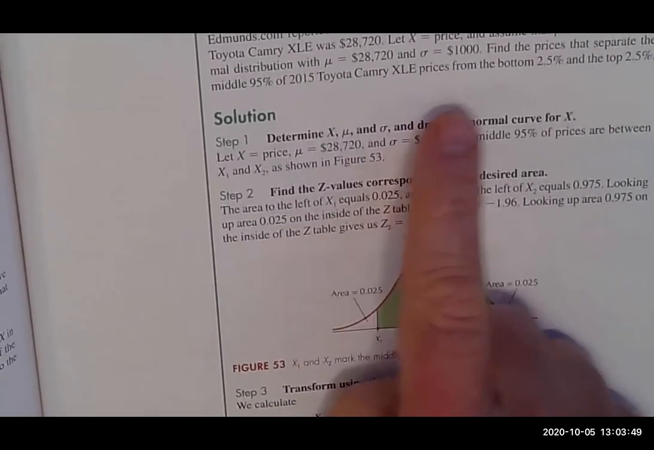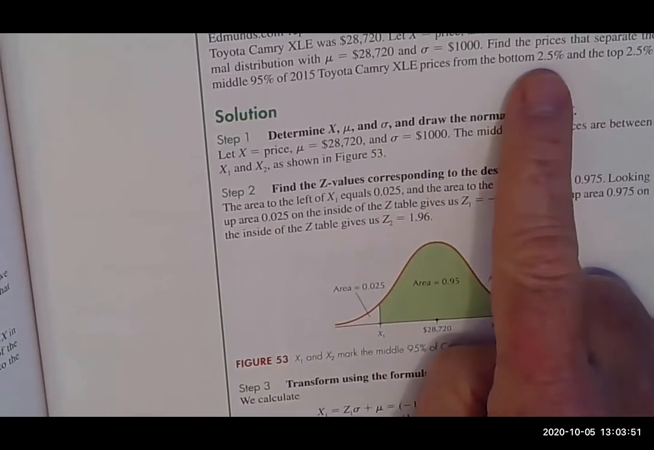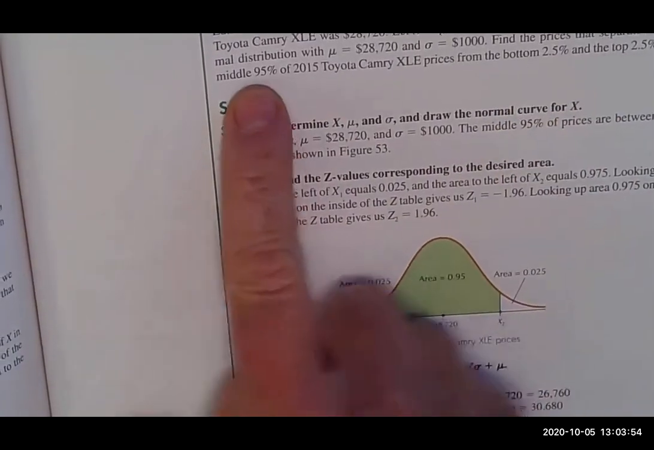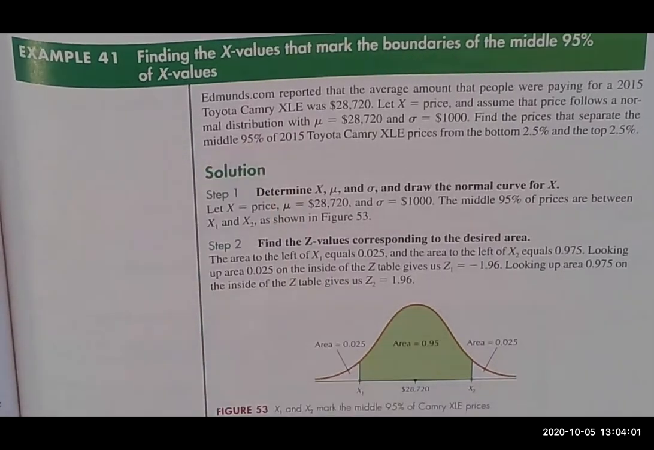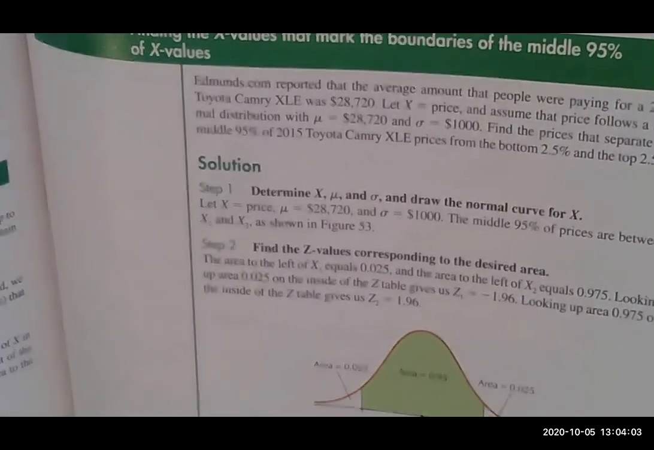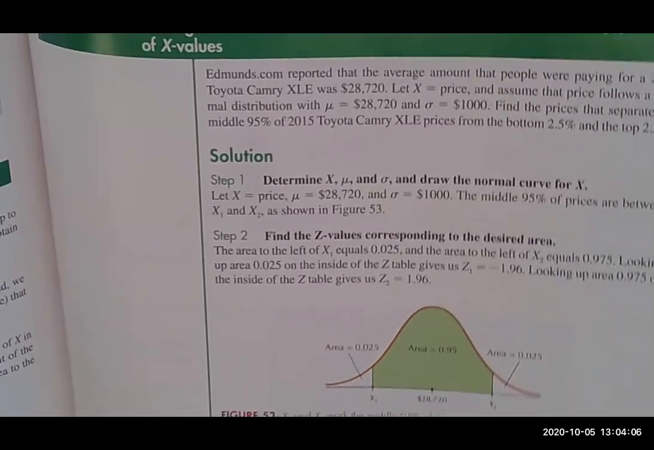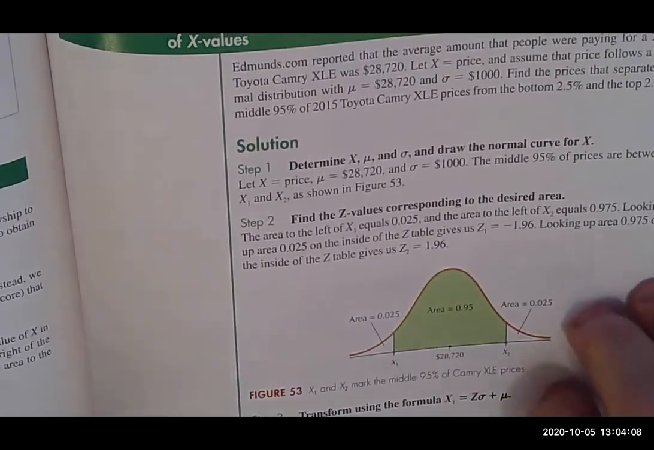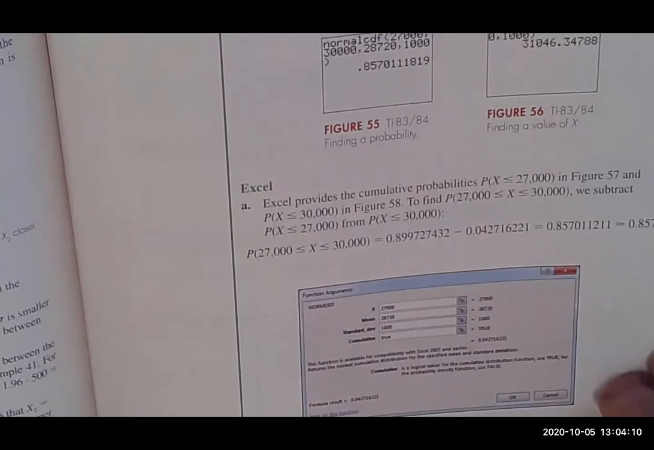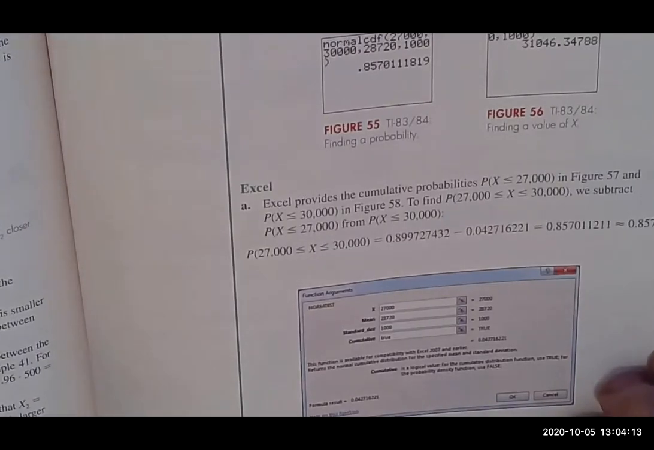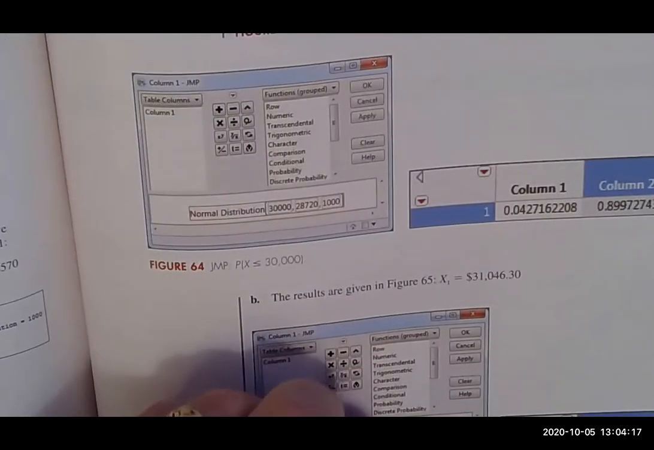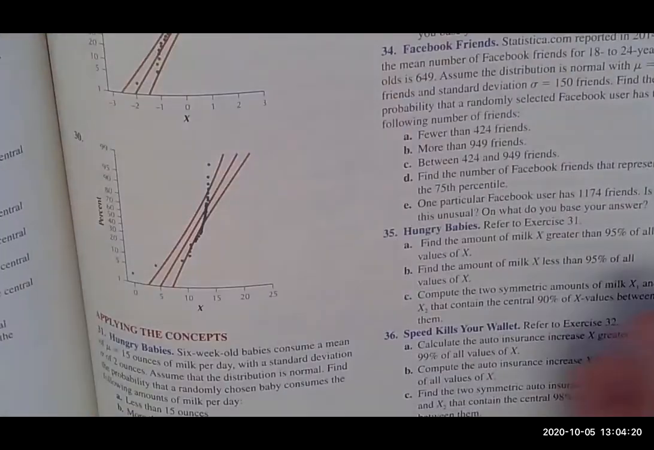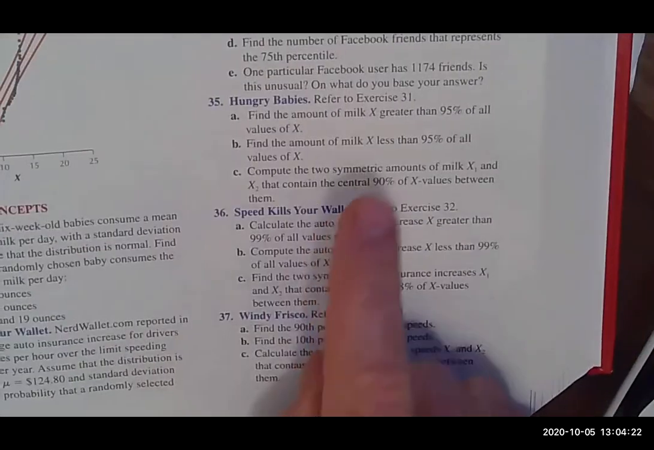So they would talk about the middle. Here that says find the prices, separate the middle. Oh, there it is, middle 95%. That's a pretty common problem that you'll find in your homework. The other common problem would be what's called percentile. On the previous problem, they don't say percentile. They do it over here on these homework problems.